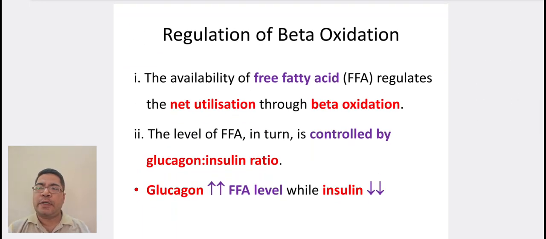Coming to regulation of beta oxidation. The availability of free fatty acids regulates the net utilization through beta oxidation. The level of free fatty acids in turn is controlled by the glucagon to insulin ratio. Glucagon increases free fatty acid level, whereas insulin decreases the free fatty acid level.